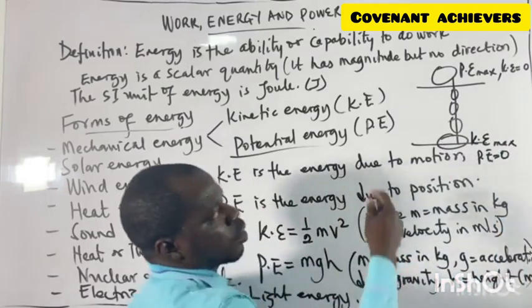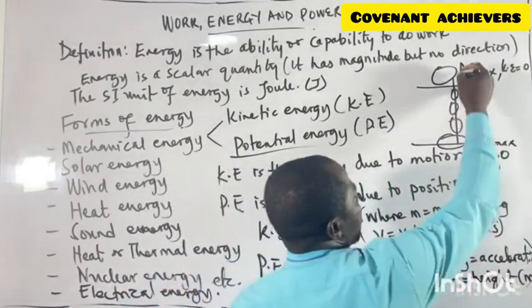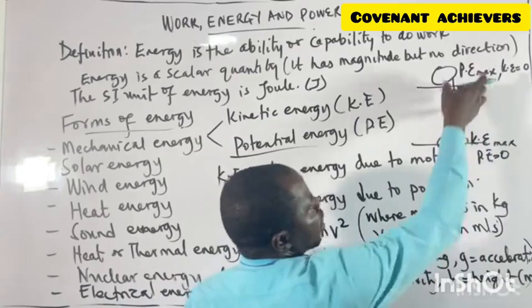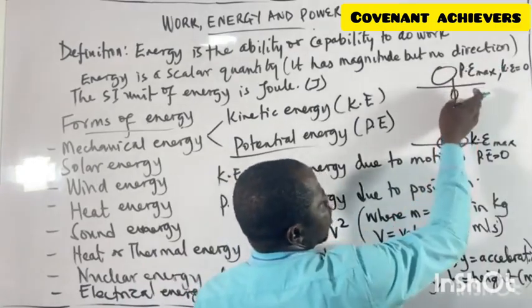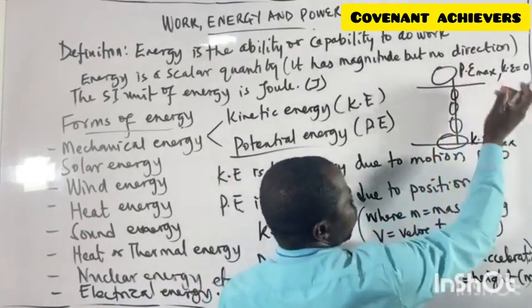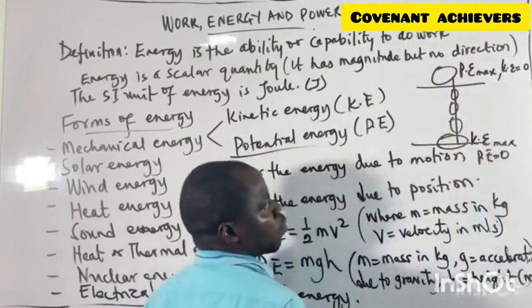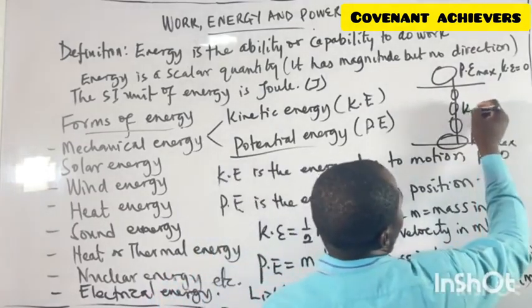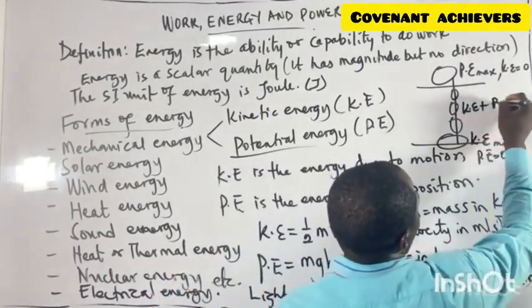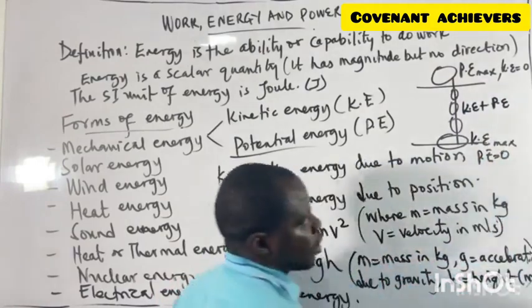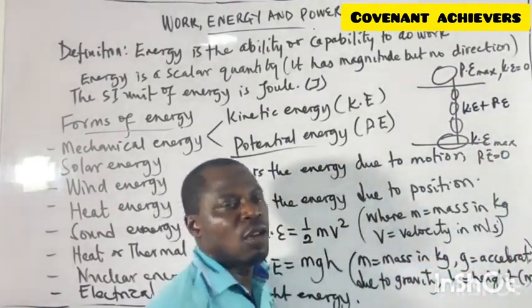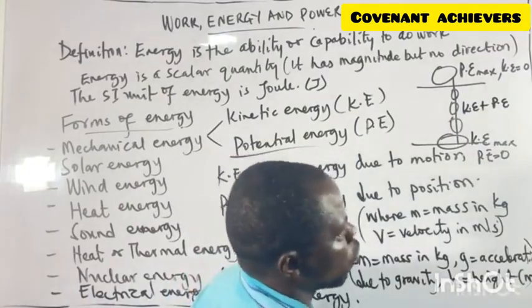And in between the potential energy and the kinetic energy, as the object is coming down, remember what I said: the potential energy is decreasing because the object is subjected to motion, while the kinetic energy is increasing because the object is also subjected to motion. So in between here, we are going to have the kinetic energy plus potential energy. So the energy is neither created nor destroyed, but it is transforming from one form to another.